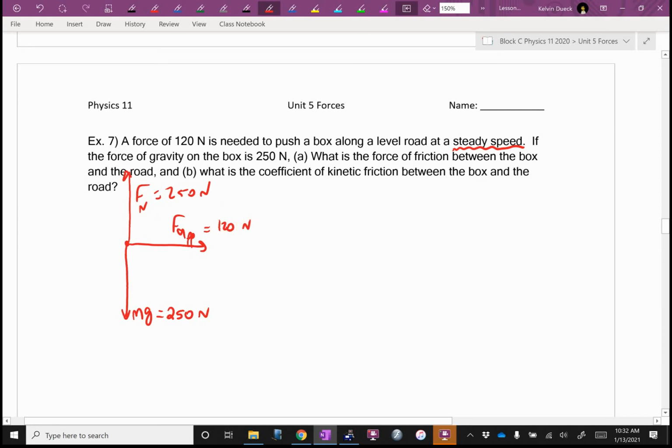What else? Tell me when to stop drawing friction. Let's try that again. Tell me when to stop drawing friction. How do I know to make it the same size as F applied? Steady speed. a is 0. That's also 120. Oh, you know what? I just answered A. A said, what is the force of friction? I was all set to go, no, it's sitting there, 120.